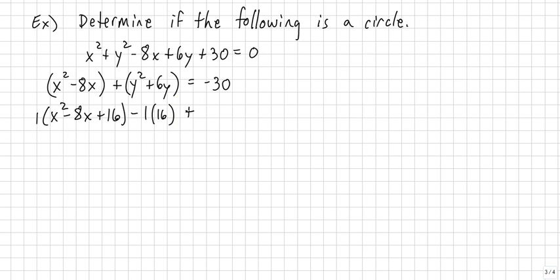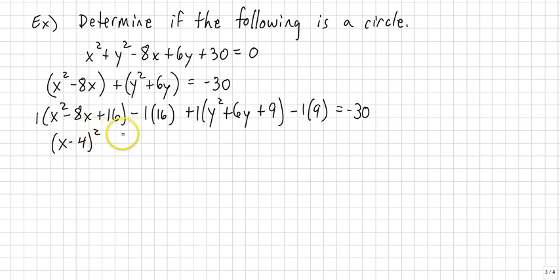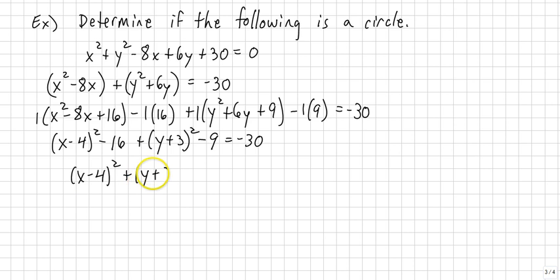And then for the y's, we've got y squared plus 6y. We take 6 divided by 2, which is 3. Square it, and you get 9. Then we've got to do our subtraction. Don't forget about the negative 30 that's on the other side. This will factor into x minus 4 quantity squared. This will factor into y plus 3 quantity squared. Go ahead and collect like terms and get negative 25.